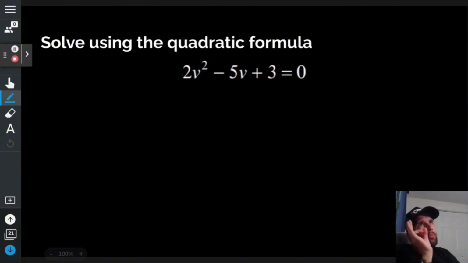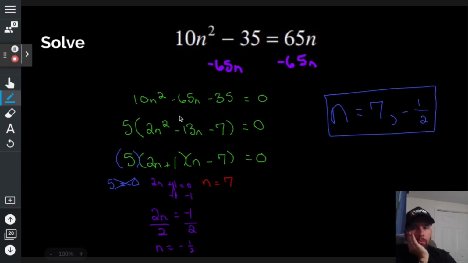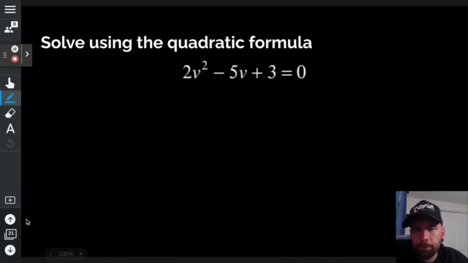Now, what if I got to that point right there, and I couldn't factor it? Does that mean there's no answer? No. There is an answer. It's just not factorable, so the answer is not going to be pretty. And that's when we have the quadratic formula. Now, the quadratic formula solves for any quadratic. In order to do the quadratic formula, you need it equal to 0, which it is. You're going to label the number in front of v squared a, the number in front of v b, and the number in front of nothing, that's just standalone c.